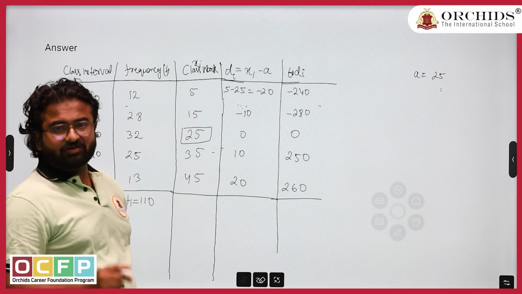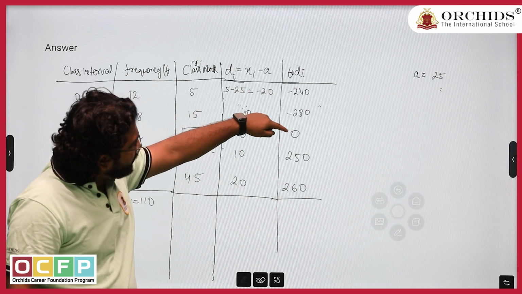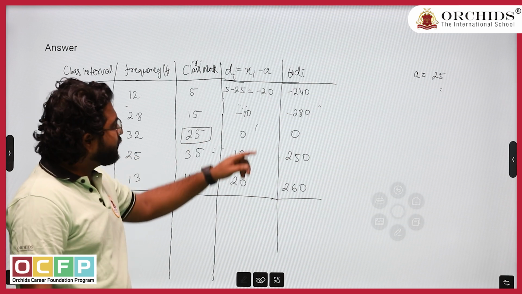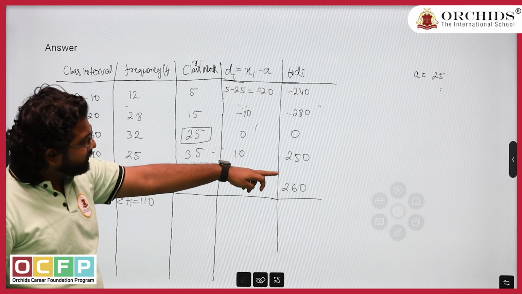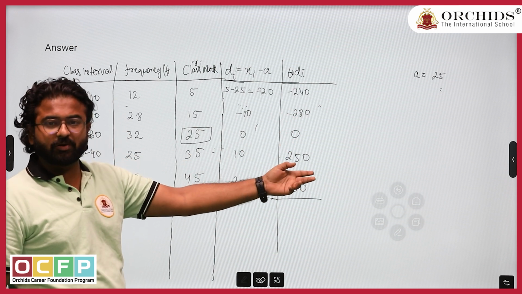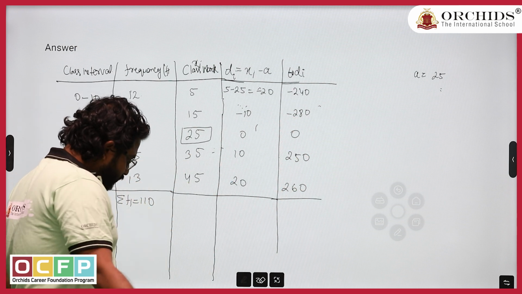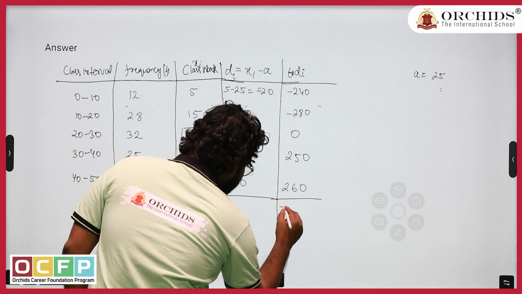What I want now? I want sigma fi di. Sigma fi di means what? Addition of all fi di values. Fine. Now what happened here? I can easily see that minus 240 plus 250 is plus 10, and then minus 280 plus 260 is minus 20. So I am getting that sigma fi di is equal to minus 10.